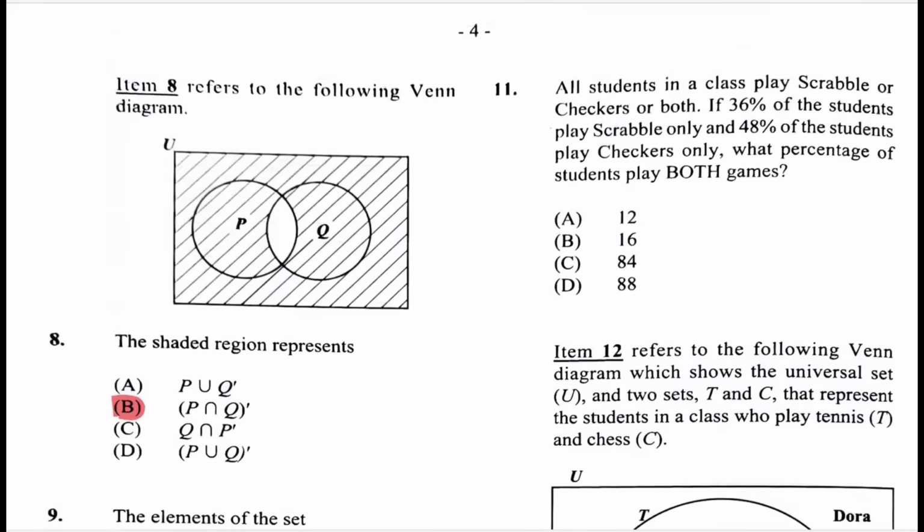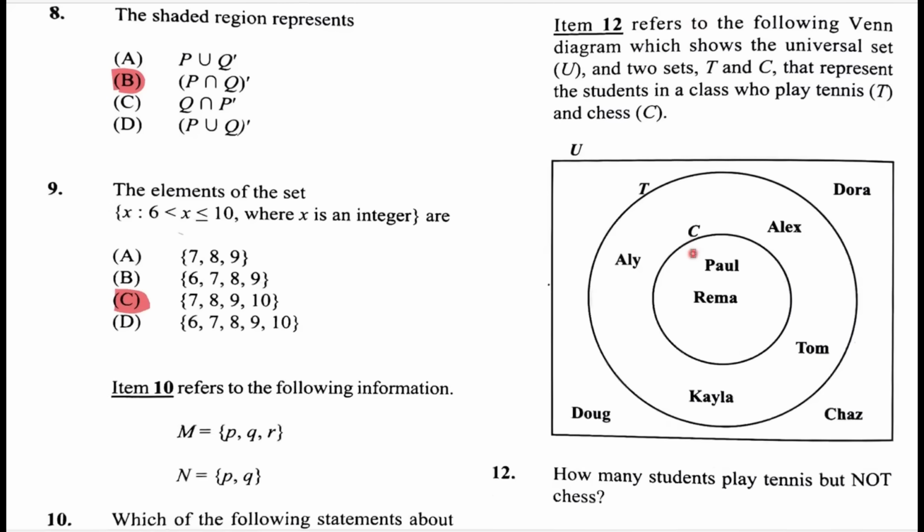Number 11. Did this question before. I think it was yesterday. Students in a class play Scrabble or checkers or both. So there's only three options. 36% of the students play Scrabble only. 40% of them play checkers only. What percentage of students play both games? Now 36 and 48, right? You will get 84, and 84 from 100% would equal the amount of students that play both games. 84% taken from 100% will give 16%. So 16% play both games. That's B as in bat.